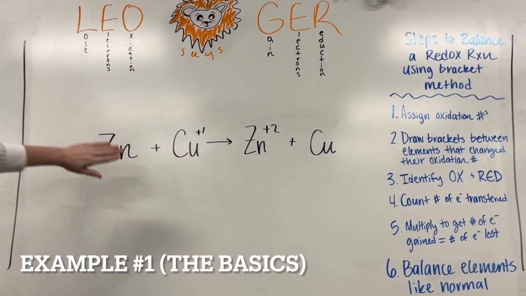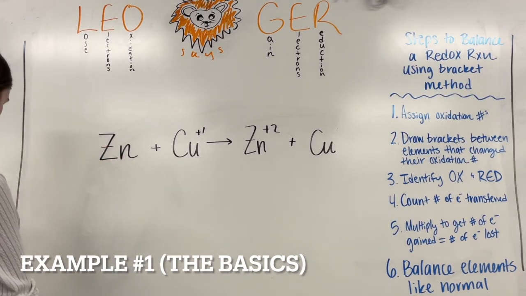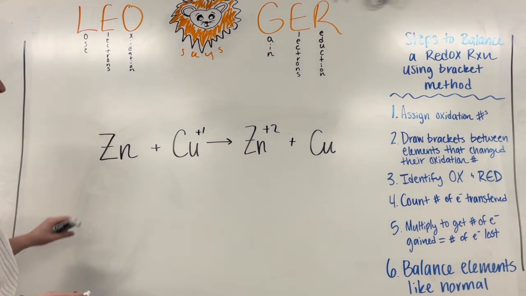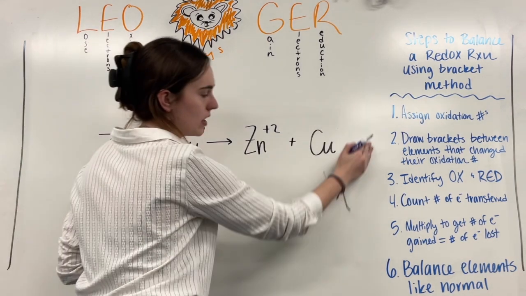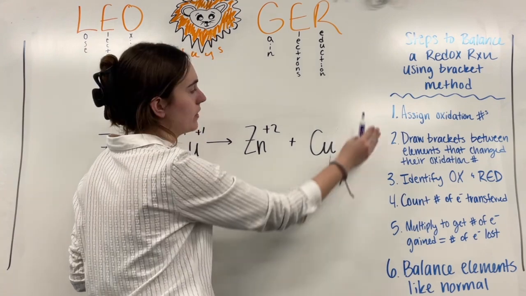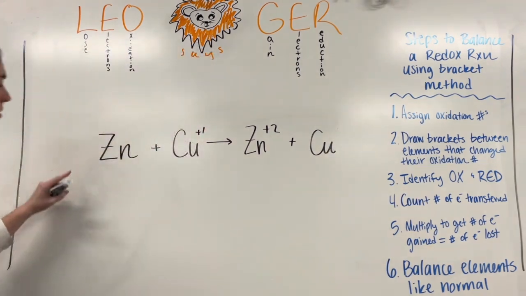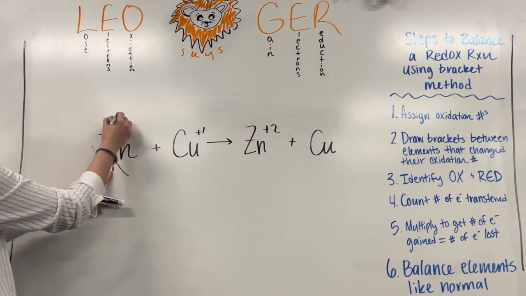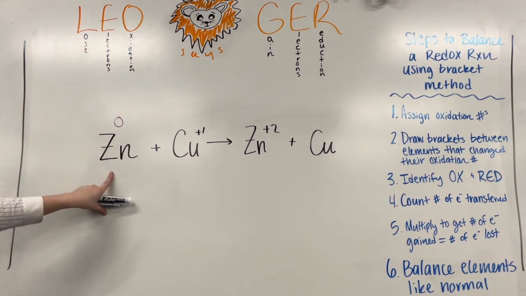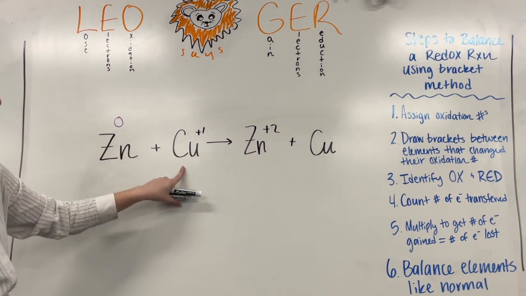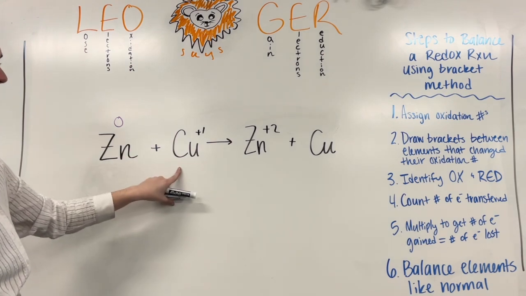Okay, so here I have zinc, and it's neutral. It's not combined with any other element. If I'm following our steps that I've written over here, to balance these, the very first thing I do is assign oxidation numbers. Because this is neutral and it's not combined with any other element, its oxidation number is 0. If something has a charge, that is its oxidation number.